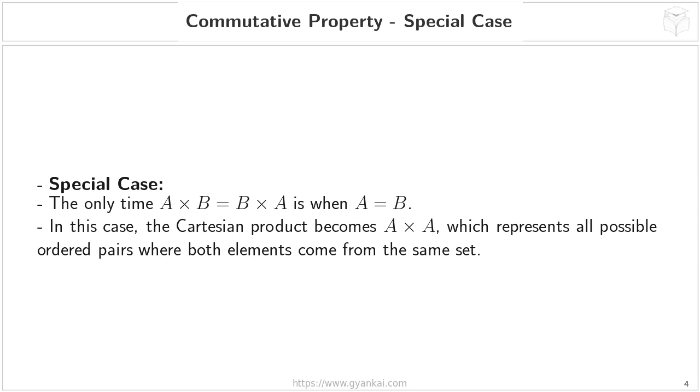This means we're creating ordered pairs, where both the first and second elements in each pair are drawn from the same set, A. For example, if it is the set containing 1 and 2, then A cross A would be the set of ordered pairs (1, 1), (1, 2), (2, 1), and (2, 2). It's all the possible combinations of elements taken from that single set A paired with themselves.